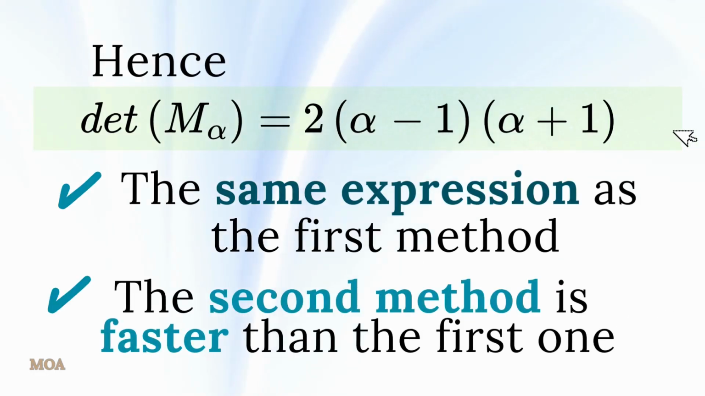Hence, the determinant of the matrix M sub alpha equals 2 times the quantity alpha minus 1 times the quantity alpha plus 1, which is the same expression as the first method. Thus, the two methods yield the same result. Furthermore, in many cases, the second method is faster than the first one.